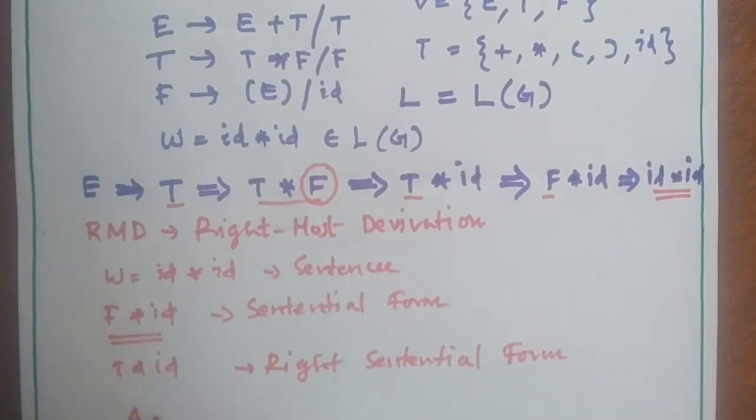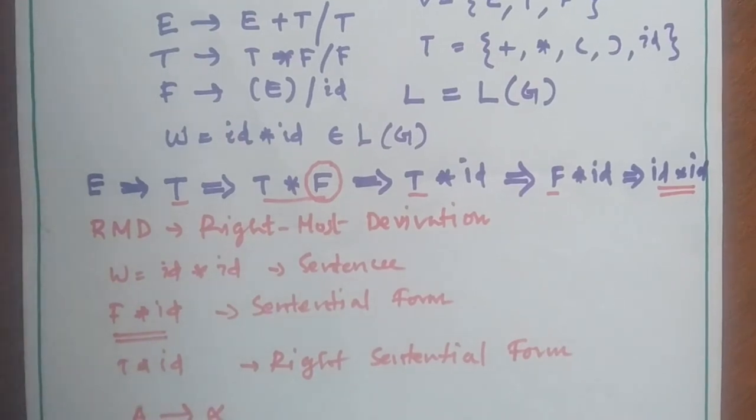And we know that A gives alpha is a production. All productions are of this form if it is a context-free grammar. This is called the head of the production, and this is called the body of the production. The head of the production in a context-free grammar contains only a single non-terminal. The body of the production contains strings formed by using terminals as well as non-terminals. In another way, we can say this is the left side of the production and this is the right side of the production.